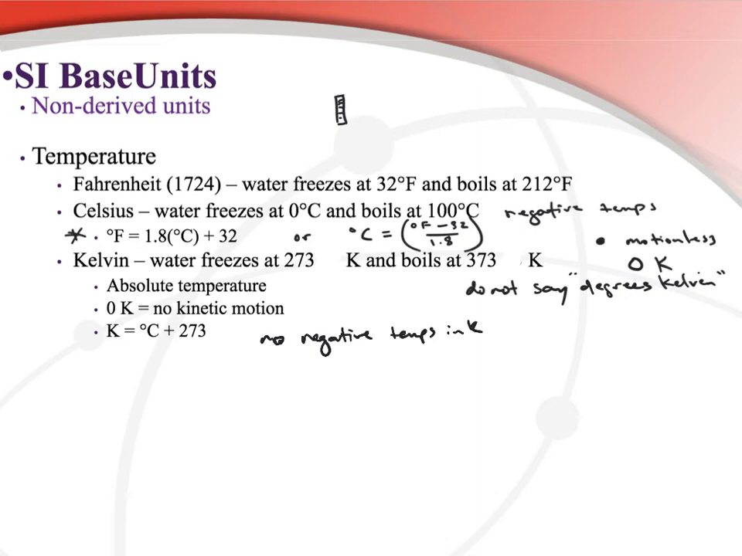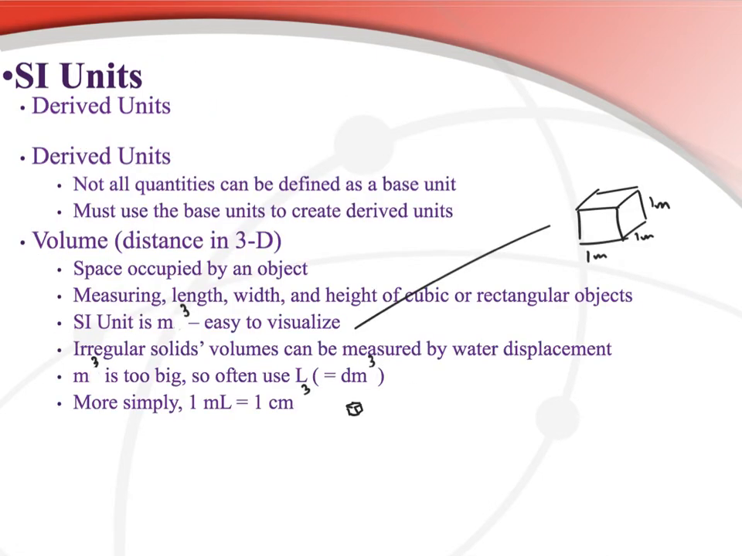So that's why that scale was invented. Later on, when we're talking about gas laws, we're going to use Kelvin because we can't have negative temperatures in those equations. Okay, so those are all the base units that we might see this year.